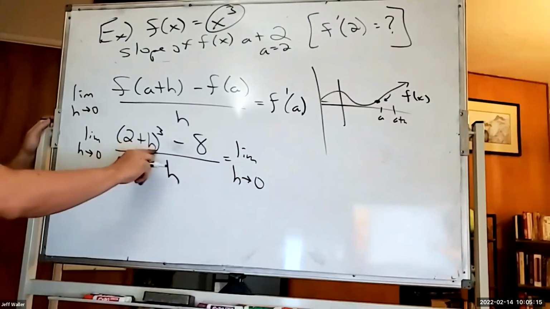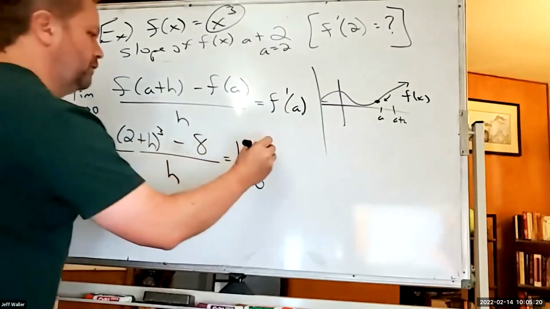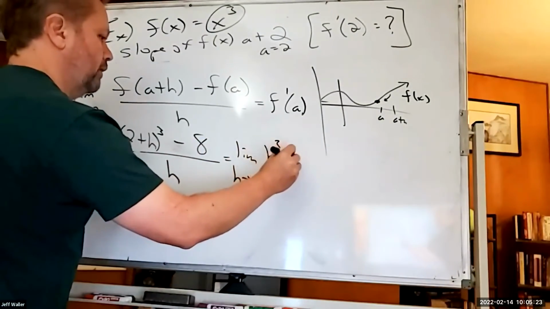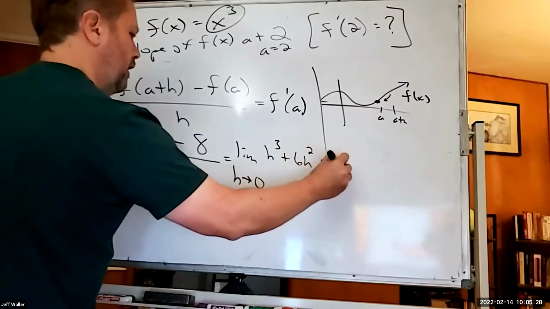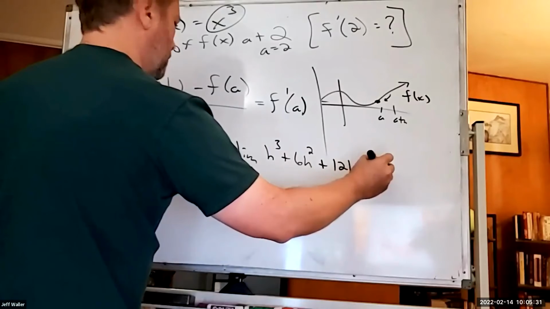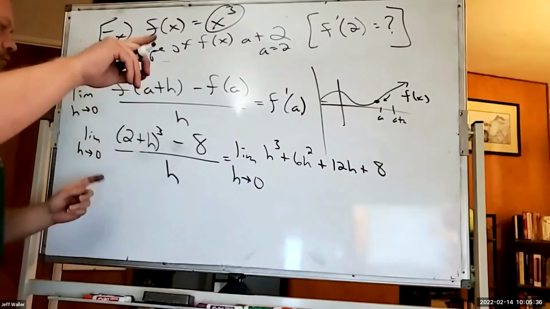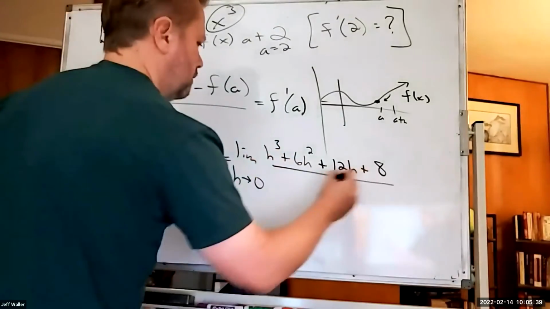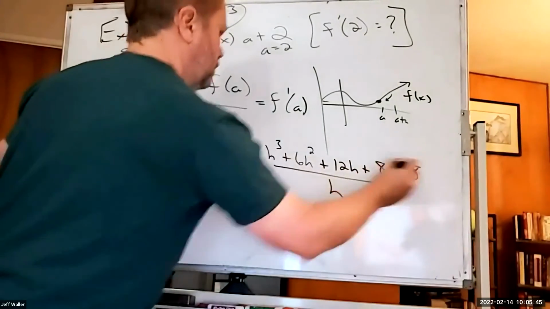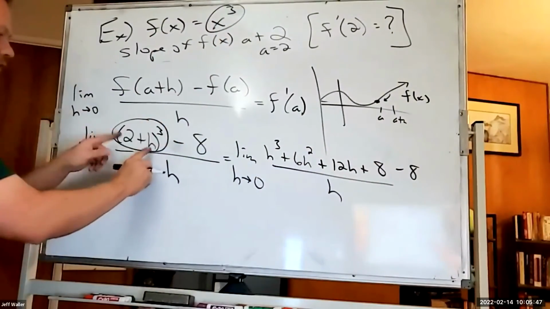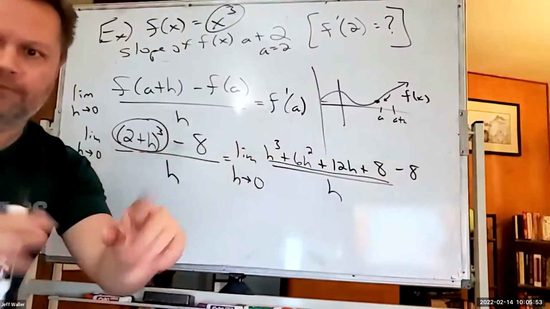So when I do this, this looks exciting now, right? Oh boy, too bad. So when I do this, it'll be h cubed plus 6h squared plus 12h plus 8. Is that right, Jeff? Yeah. Okay. So you're going to trust me on that. Oh, and I forgot minus 8, right? So I foiled it out real quick, and I got this. If you don't trust me, you can do it.